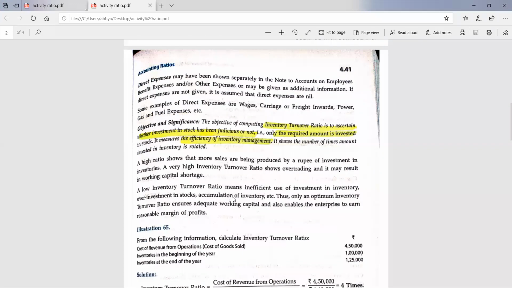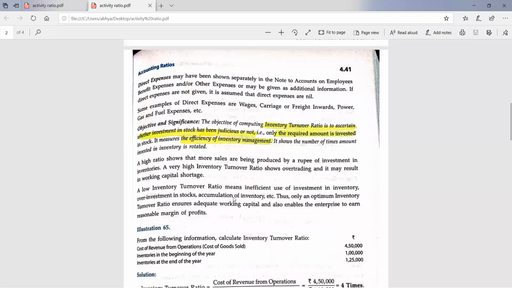In direct expenses, you already know that all those expenses which were coming in trading account, like wages, carriage inwards, freight inwards, power, gas, fuel expenses, all these are direct. Suppose any telephone bill is given, then it will not be considered. It means while taking the direct expenses, you will be considering only the expenses which were coming in trading account. If any P&L expense is given, then you are not going to consider it. Okay, that is given just to confuse you people.